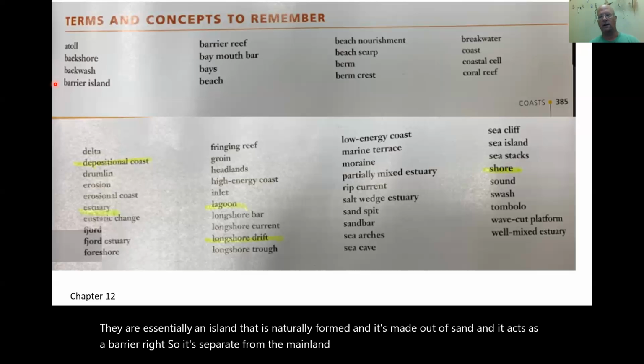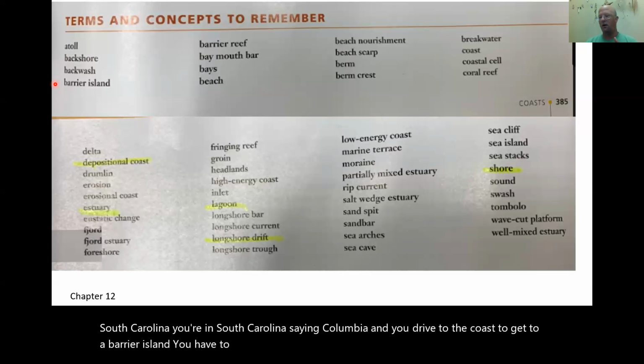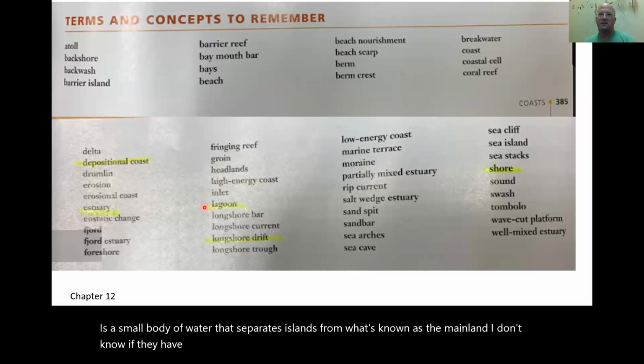If you're in South Carolina, say in Columbia, and you drive to the coast, to get to a barrier island you usually have to take a bridge, because the island is separated by another feature called a lagoon. All a lagoon is, is a small body of water that separates islands from what's known as the mainland. I don't see that word on here, but mainland just refers to the continent.